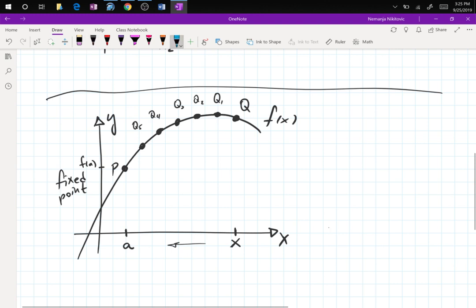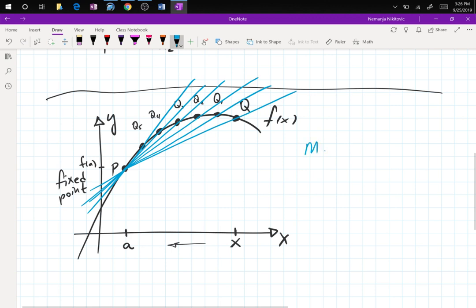Now what I'm going to do is draw all of these secant lines that are going through some of these select Q locations. And each one of those obviously extends right on the other side. They go forever.